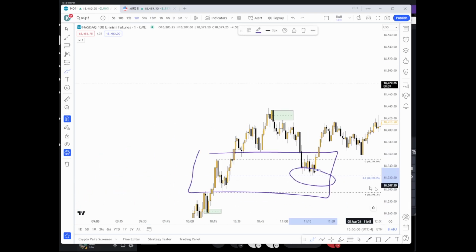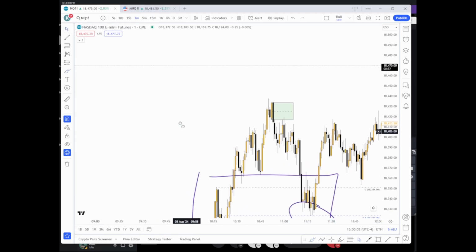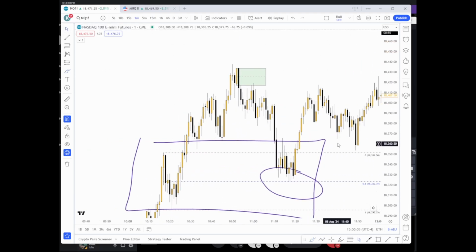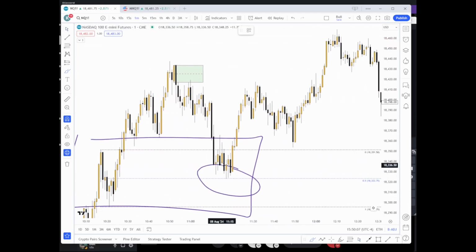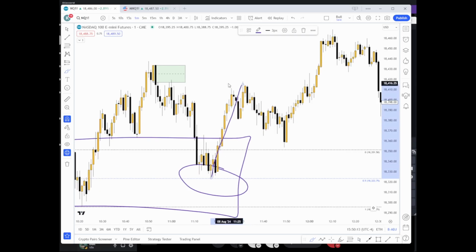Sweeps and fails. Challenging long for sure. But if you miss it, fine. You're watching the reaction. Strong reaction. It actually did go above this SMDR here.